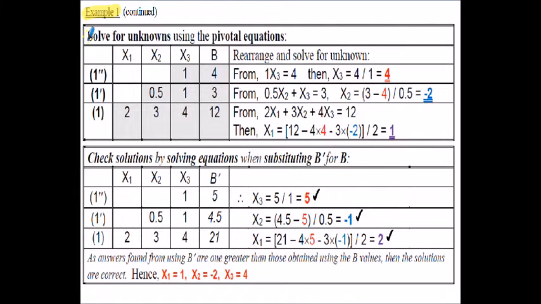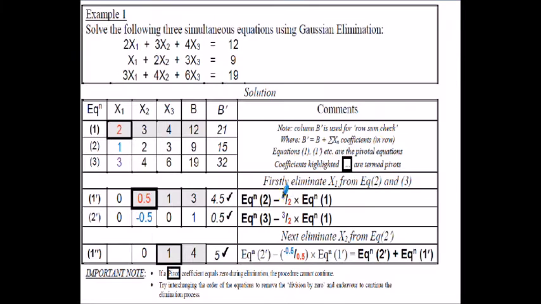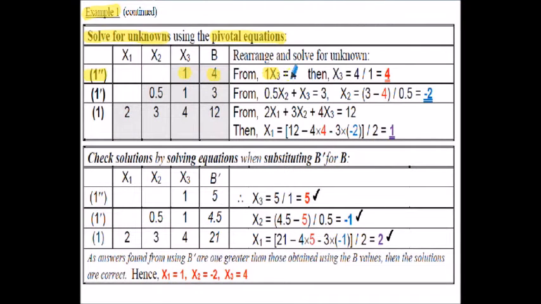Example 1 continued. We're now going to solve for the unknowns, the x1, x2 and x3, using the pivotal equations 1 double dash, 1 dash and 1. So what I've done here in the table below, I've listed the values for the various pivotal equations. We've taken equation 1 double dash, the x3 coefficient was 1 and the constant b was 4. We get that from the previous slide. For the 1 double dash pivotal equation, the x3 coefficient was 1 and the b value was 4. So we have an equation here of 1x3 is equal to 4, so obviously x3 is 4. So we found the first of the unknowns, x3.